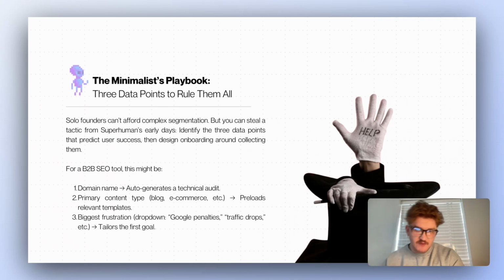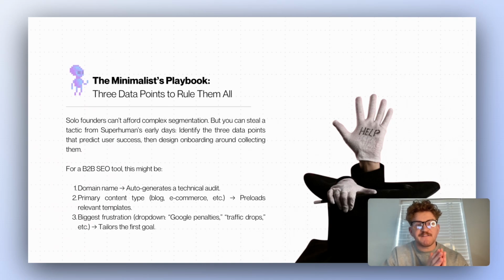And then it preloads those relevant templates. And then whatever their biggest frustration is, for example, Google penalties, traffic drops, etc. This tailors the first goal that they're reaching for. So with SIA, my SaaS, I typically ask them what their website is, what their business does, and then where their typical customers hang out, and then we help them find leads.